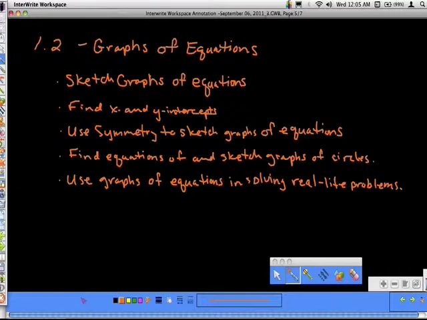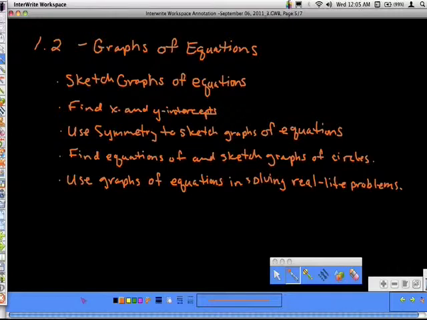Alright, section 1-2 is on graphs of equations, and they're going to start out with some of our basic stuff as far as finding the graphs with some tables, determining if some points are actually solutions, and so on.